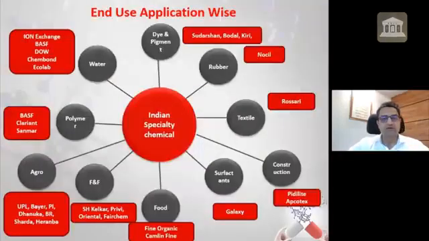So I have divided the industry application-wise. I have just divided it into dyes and pigments, rubber chemicals, textile, construction, surfactants, food, flavor and fragrance, agrochemicals, and polymers. And there are different players in each, which are given in the industry. If you look at this application-wise breakup of the industry, then as I said, agro and dyes and pigments, these two are the largest segments.